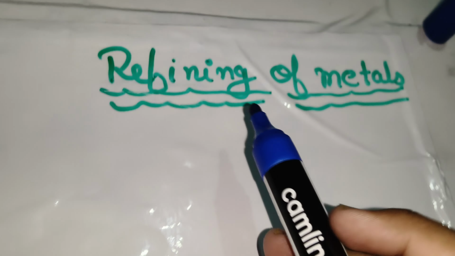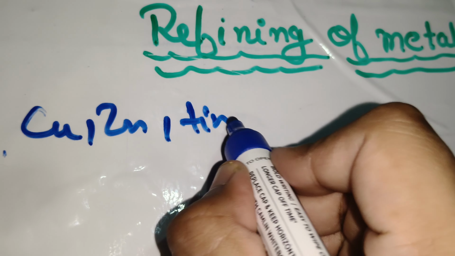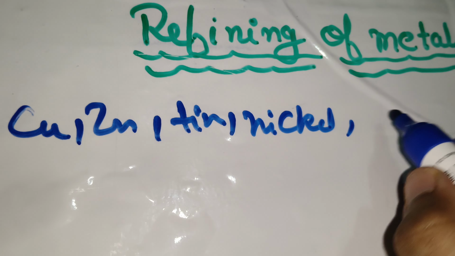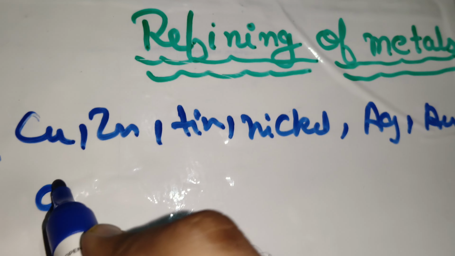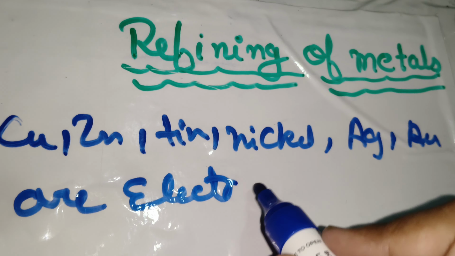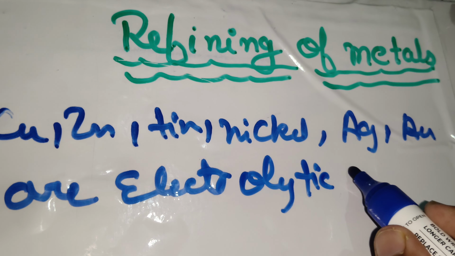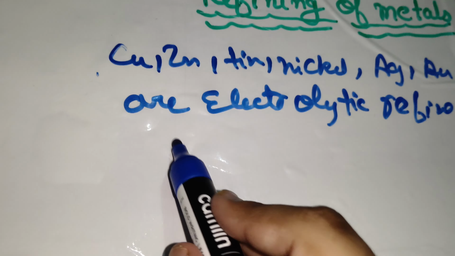So here we are going to see the refining of metals. As we know, copper, zinc, tin, nickel, silver, and gold can be electrolytically refined. Why? For example, if we have an impure sample of gold, then we can purify it. How can we do this?